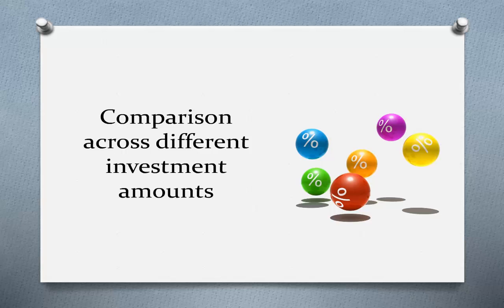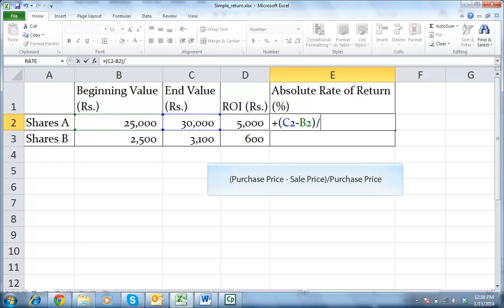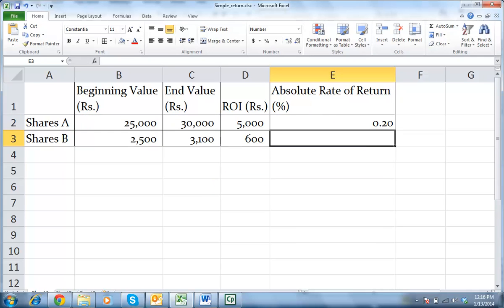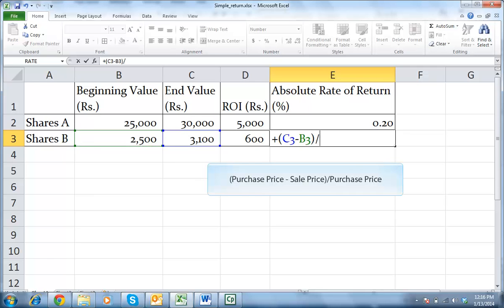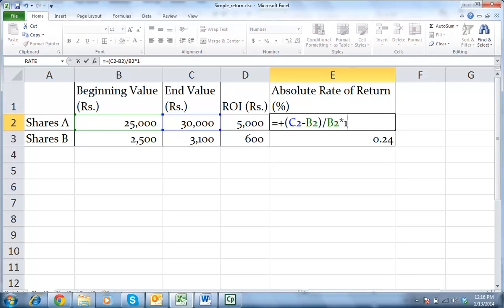Using the formula, let us see how the two returns compare on a percent basis. Absolute return on investment in A Limited: 30,000 less 25,000 divided by 25,000 equals 0.2. Absolute return on investment in B Limited: 3,100 less 2,500 divided by 2,500 equals 0.24. Multiplying by 100 converts the rate of return into a percentage.